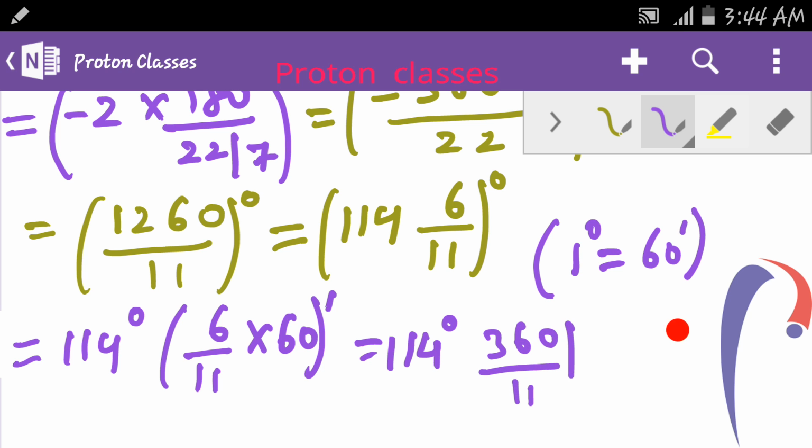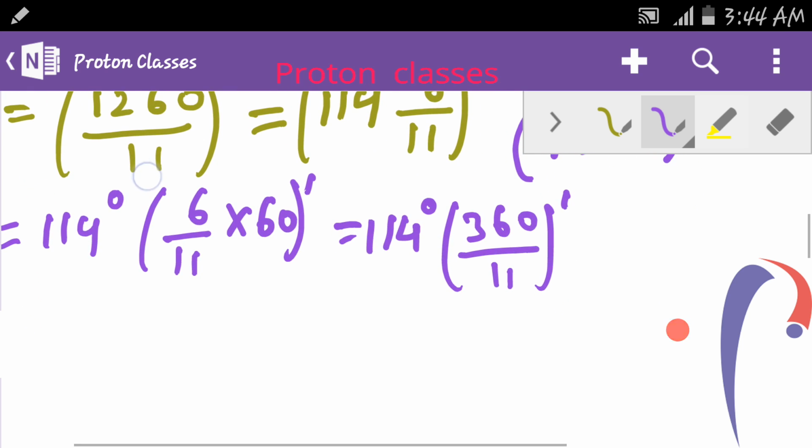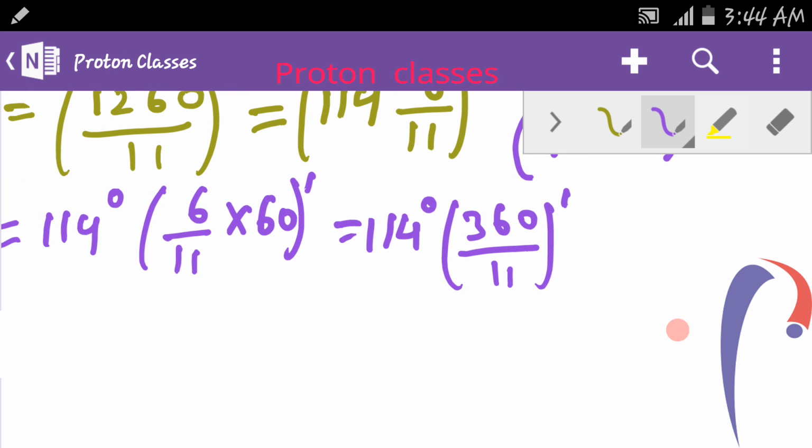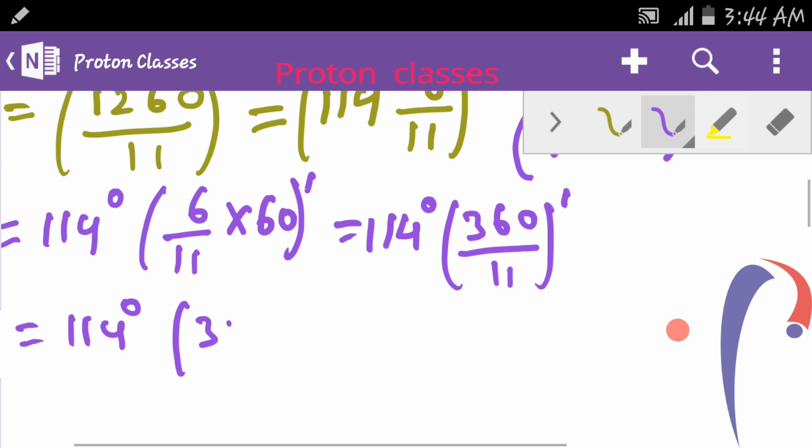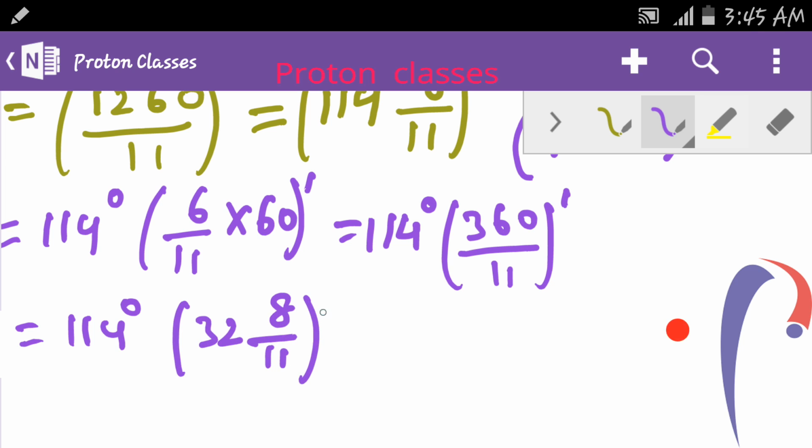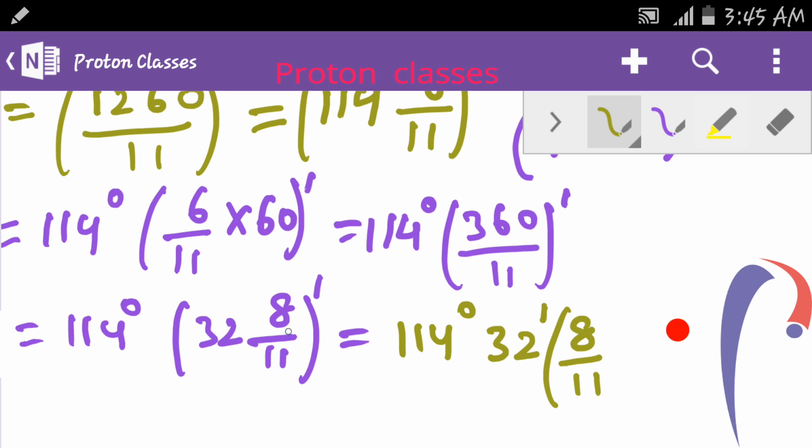Fine. Now what we got is 114 degrees, and 6 into 60 by 11 is 360 by 11 minutes. Now again convert this 360 by 11 into a mixed fraction, like this: 114 degrees, and converting into a mixed fraction we got 32 and 8 by 11 minutes. Now 114 degrees, 32 minutes, and this 8 by 11 is in minutes.